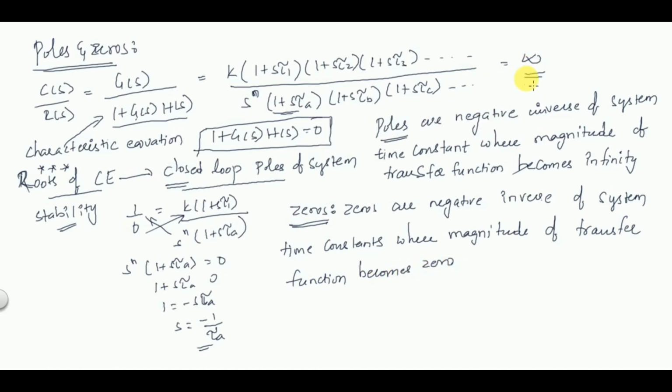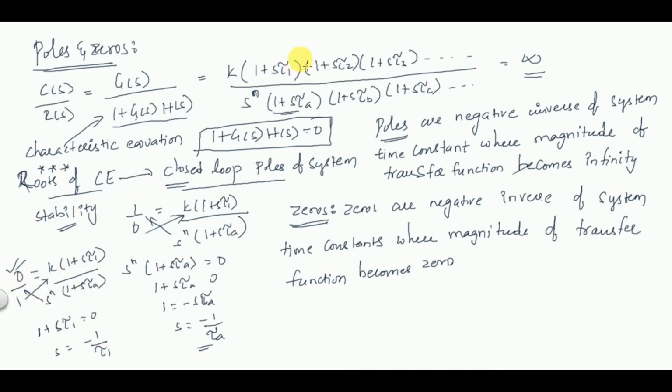So if the magnitude becomes 0, what will happen? So 0 is equal to K into (1 + sτ1) divided by (1 + sτA), as we have seen in the previous case. If you have s in the numerator also, you can write it. If you cross multiply, you can write 0 as 0 by 1, so this will become 1 + sτ1 = 0, or s = -1/τ1. So the negative inverse of the system time constants is where the magnitude becomes 0.